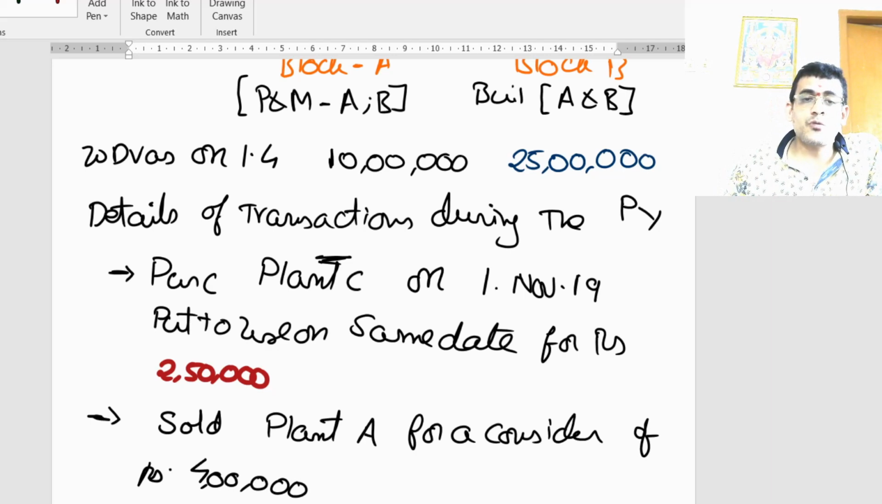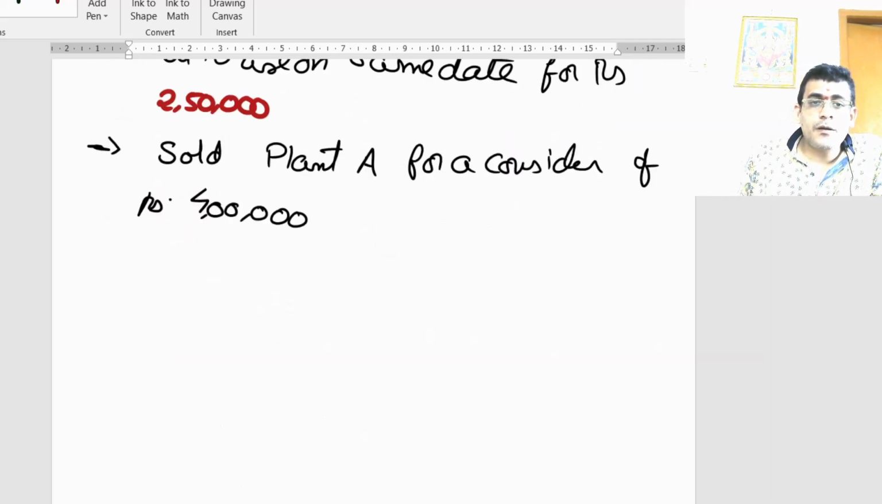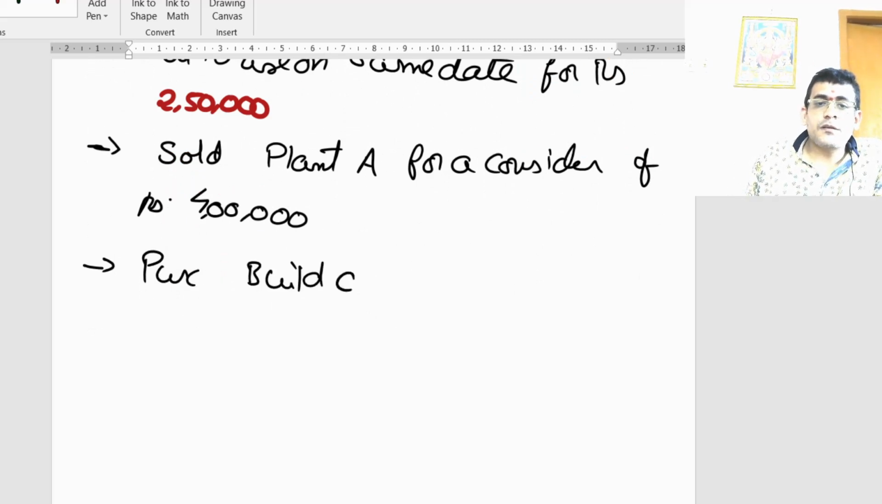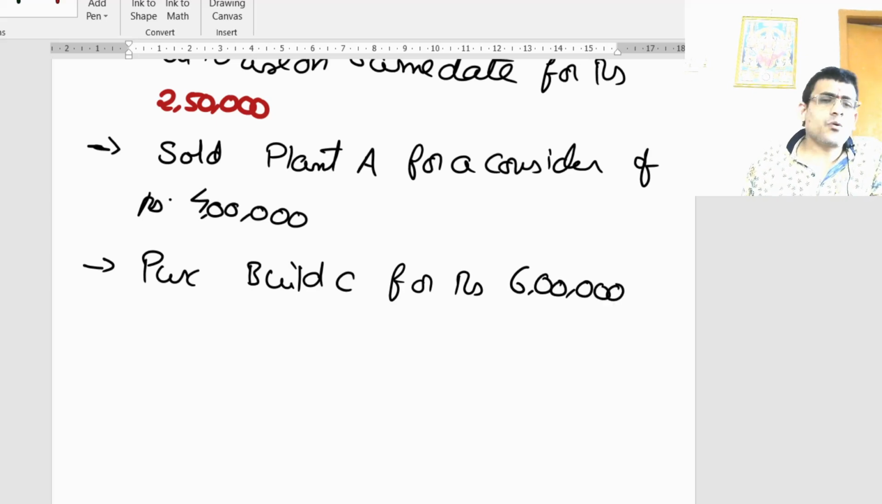Now, that is the given situation. Apart from this, let me take one more point here. Purchased building C for rupees 6 lakhs. So another building was acquired for rupees 6 lakhs. So that is the given information.